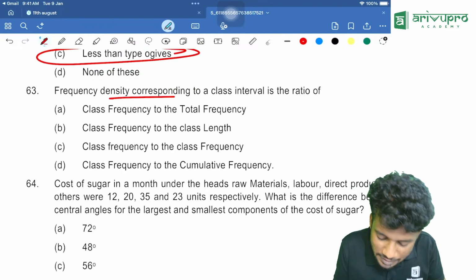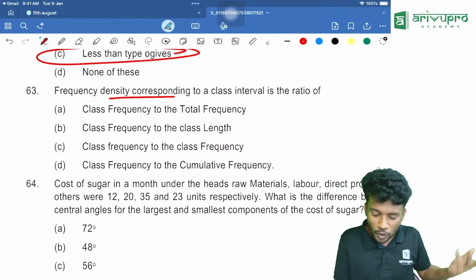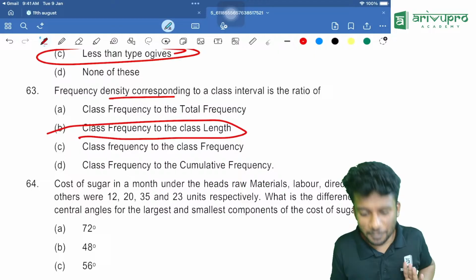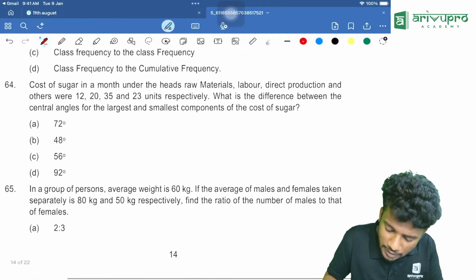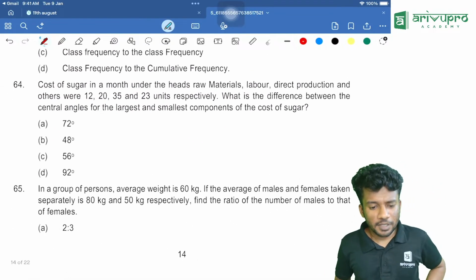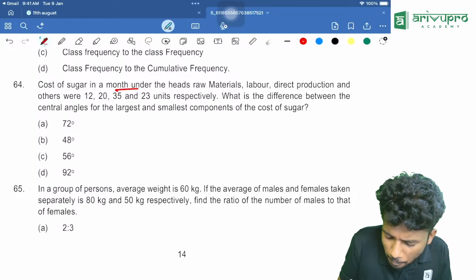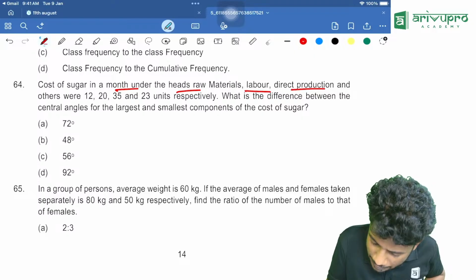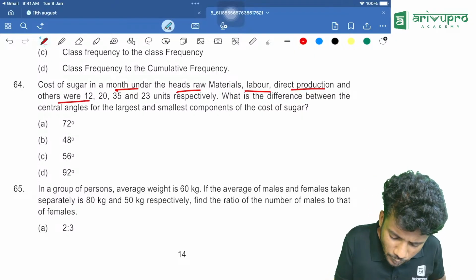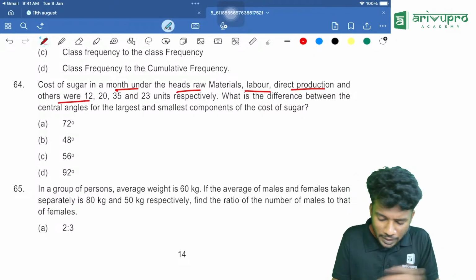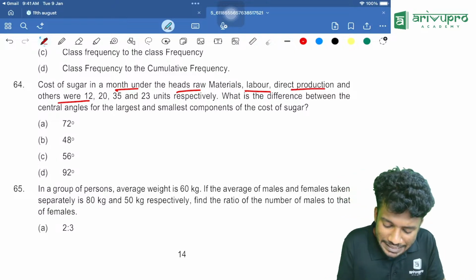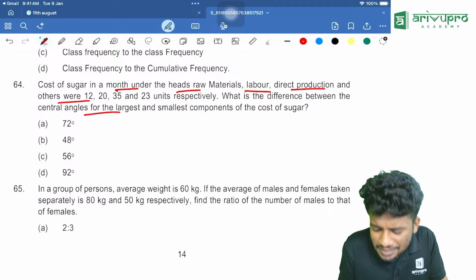Then frequency density corresponding to a class interval is what? Frequency divided by the class length. We studied the formula. Next, we need to use a formula for this. Cost of sugar in the month under the heads of raw material, labor, direct production and others were 12, 20, 35, 23 units respectively. What is the difference between the central angles of the largest and the smallest?